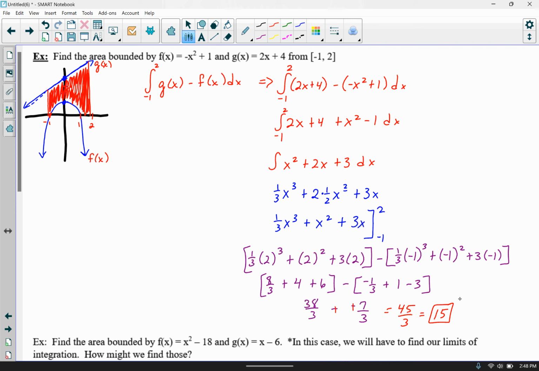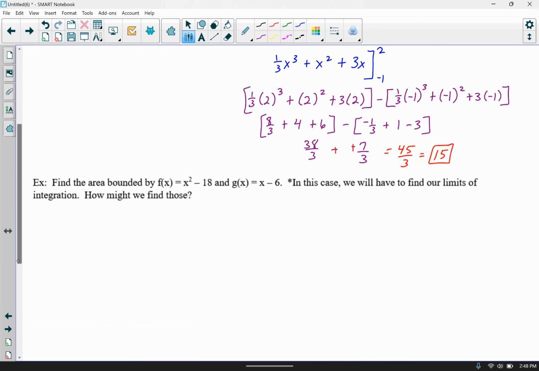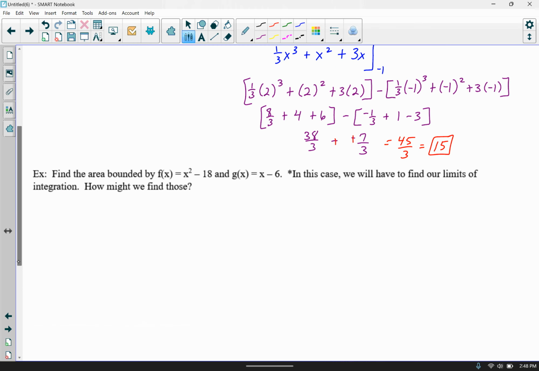Okay. All right, I'll move on down then to your next example. Finding the area between these two curves. Area bounded by f of x equals x squared minus 18. So another parabola, but this time it's been shifted down 18 units. And then you have a g of x equals x minus 6, so another linear line.